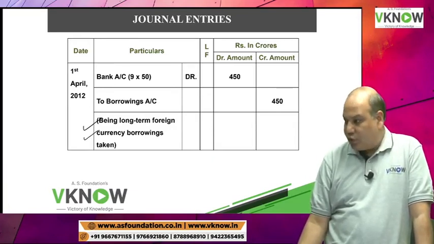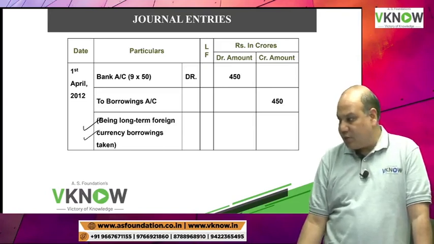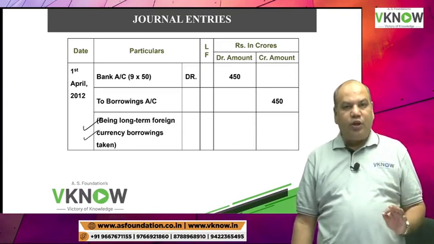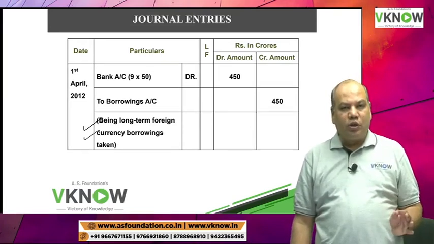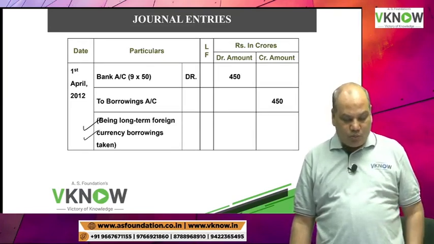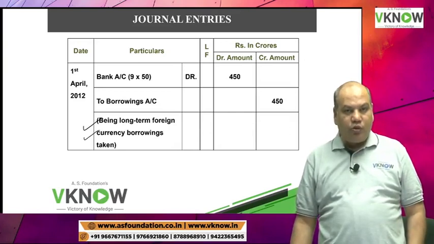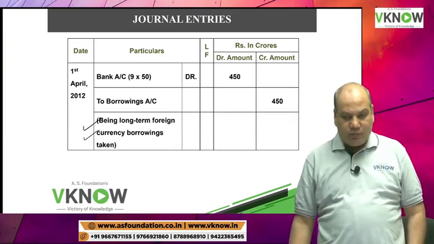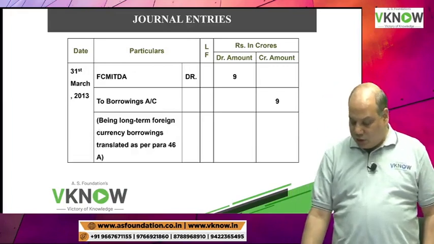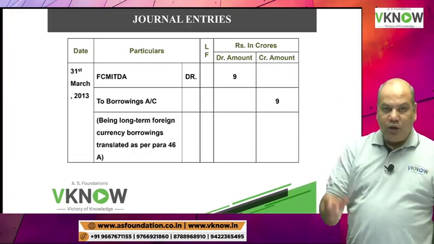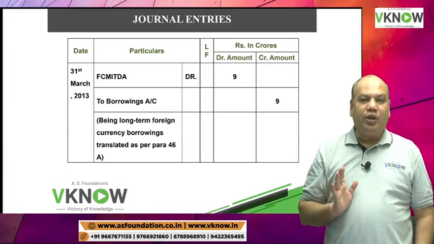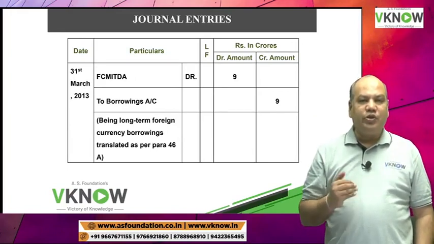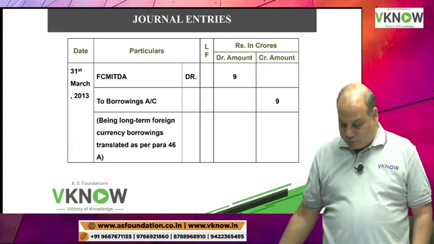Being long-term foreign currency borrowing taken. So this is the entry you pass when you take a loan in foreign currency: bank account debit to borrowing. Amount of loan taken multiplied by spot rate on that date. Now we'll come to year end, and in our table we have calculated how much exchange difference will arise.